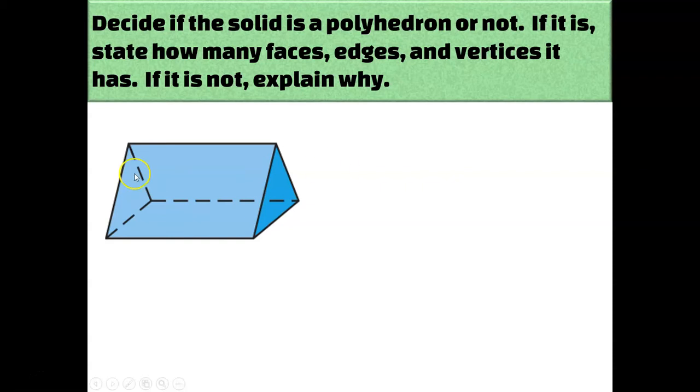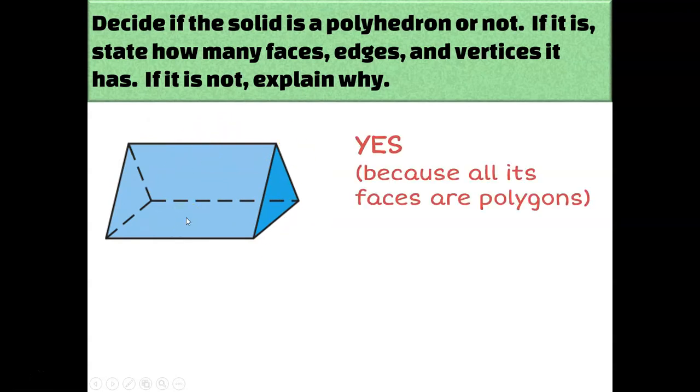So looking at this first example, I see some triangles and some rectangles, and those are both examples of polygons, so since this shape is created out of polygons, it is a polyhedron. So let's count the faces, edges, and vertices. There are 2 triangular faces, and there are 3 rectangular faces that wrap around. That's a total of 5 faces.